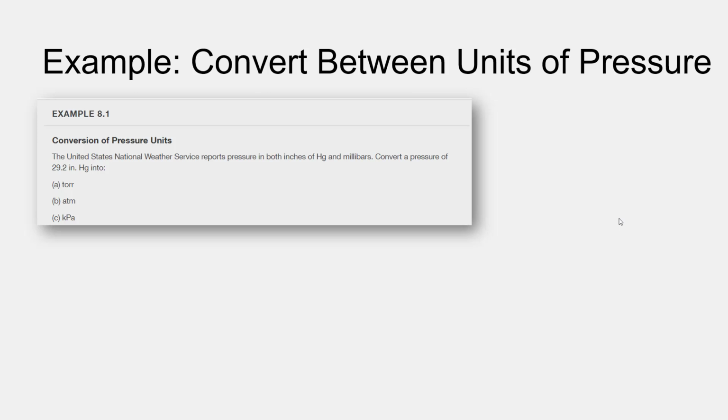For our second example today, I'd like to give you a practice problem to try on your own. This will be exactly the same process, and this is example 8.1 from the OpenStax textbook. The United States National Weather Service reports pressure in both inches of mercury and millibar. Convert a pressure of 29.2 inches of mercury into torr, atmospheres, and kilopascals.